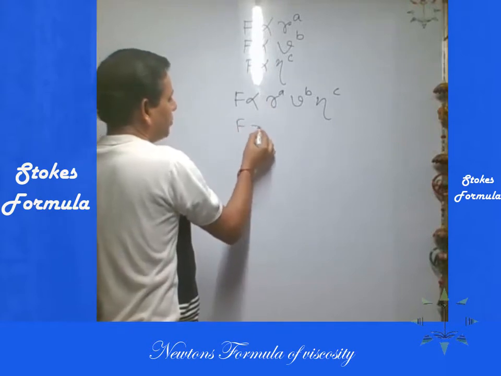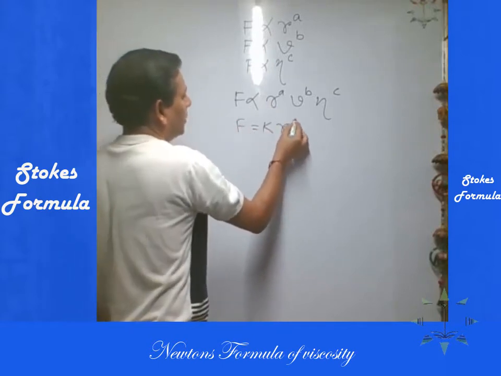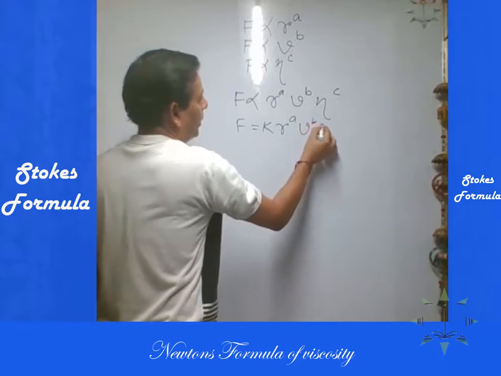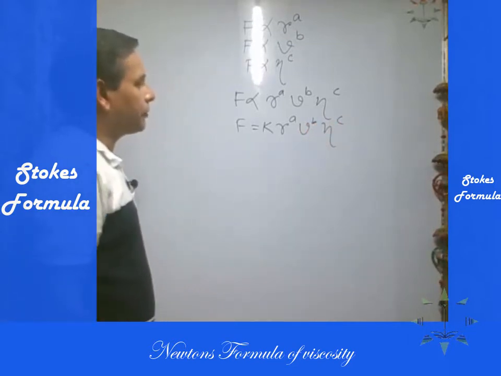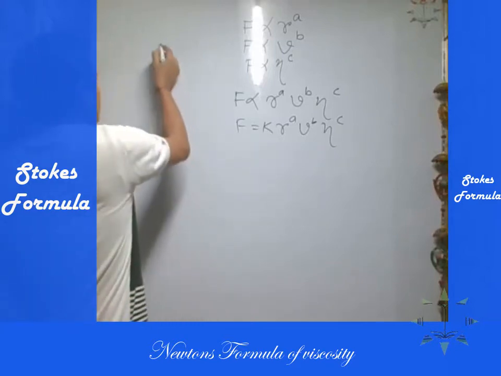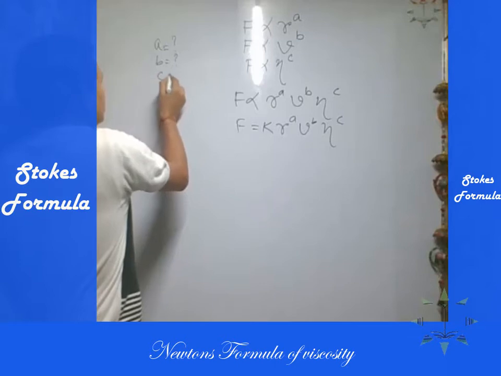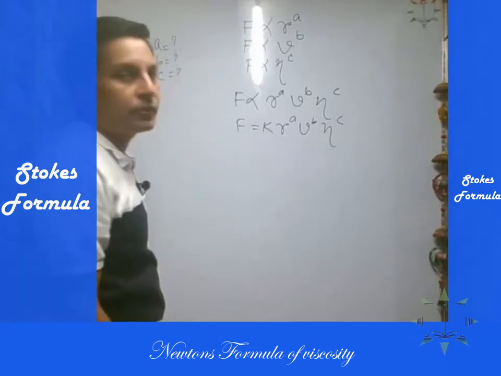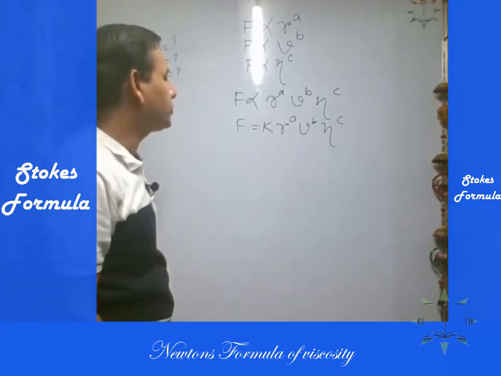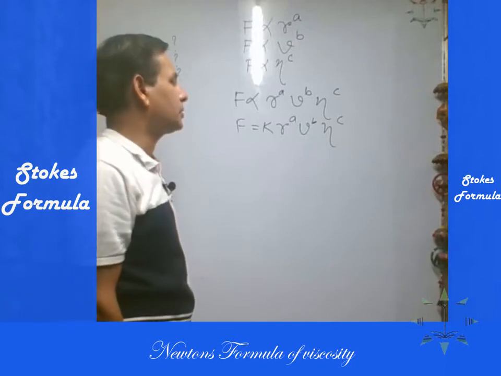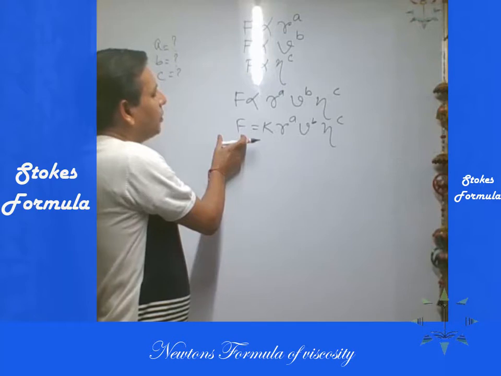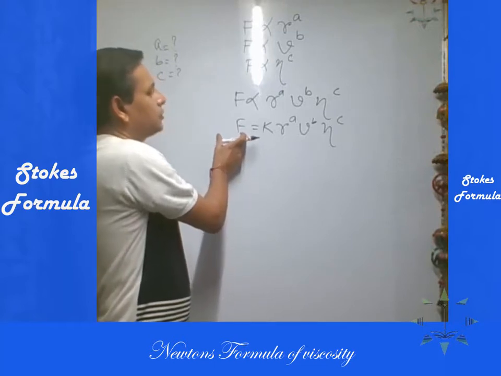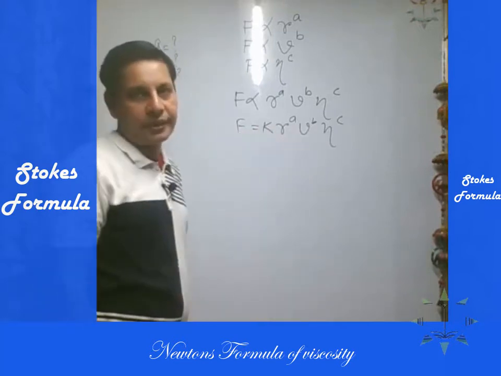Okay. So to replace this proportionality sign, we use a constant K: F equals K r to the power A, v to the power B and eta to the power C. Now we have to find out the value of A, B and C. Okay, what we will do, we will use dimensional analysis method. What is dimensional analysis method? The dimension of left hand side should be equal to the dimension of right hand side.